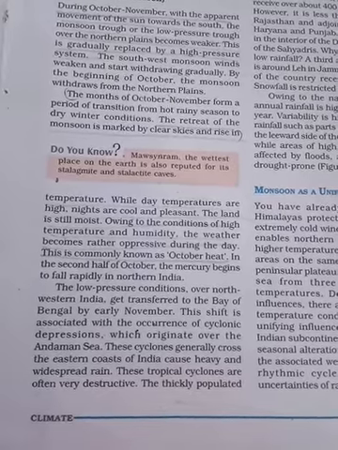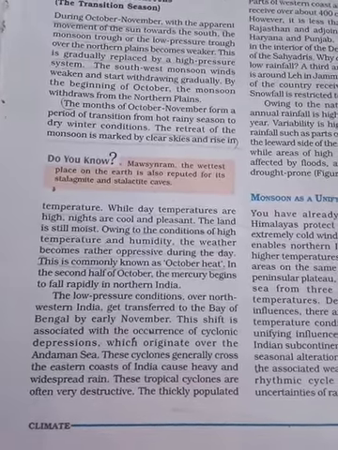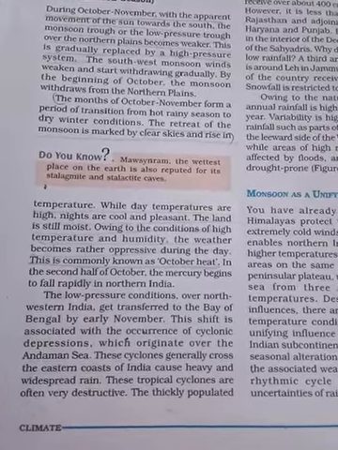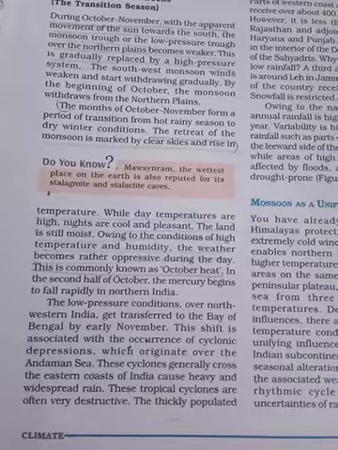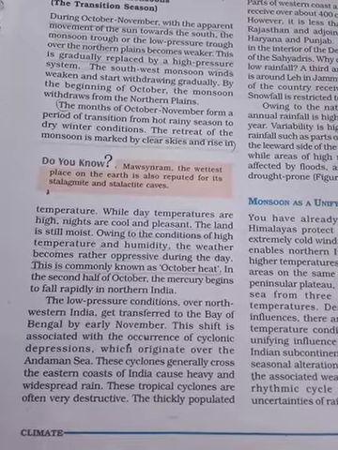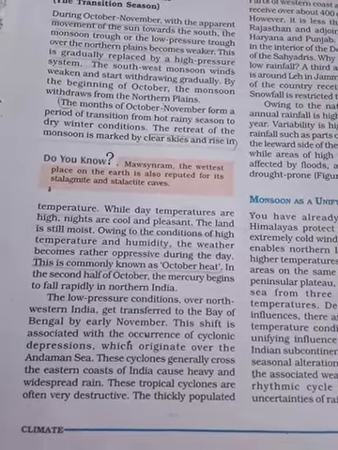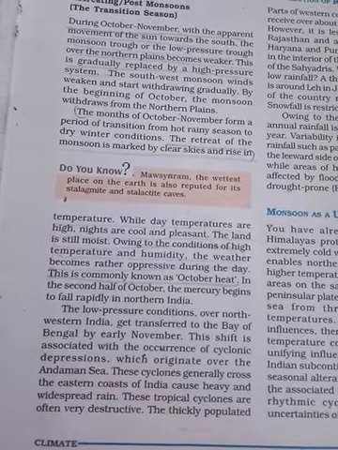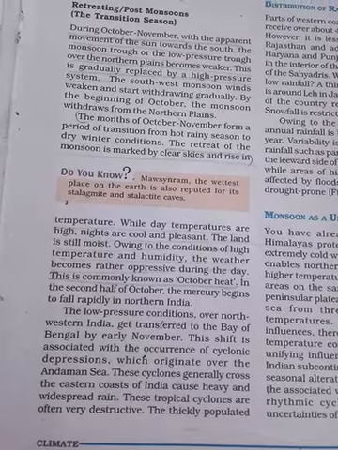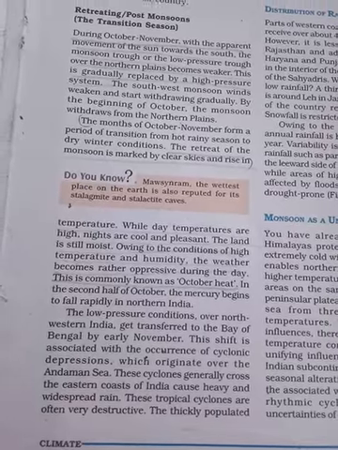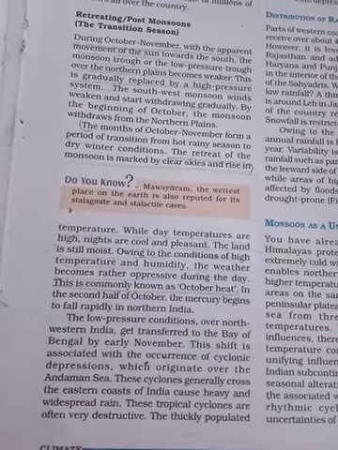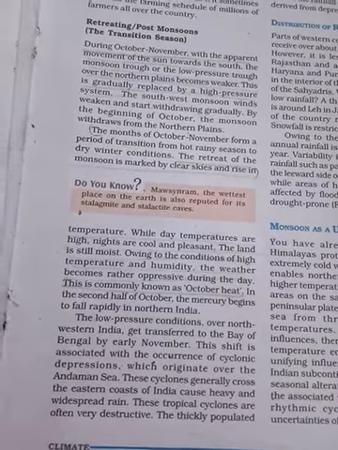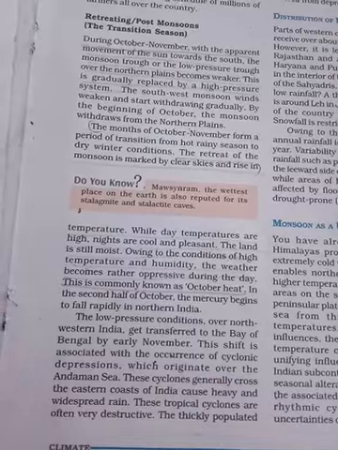Look here, during this time the day temperatures are very high, while the nights are cool and pleasant and the land is still moist. Owing to this condition of high temperature and humidity, the weather becomes rather oppressive during the day in the month of October. This is known as October heat.